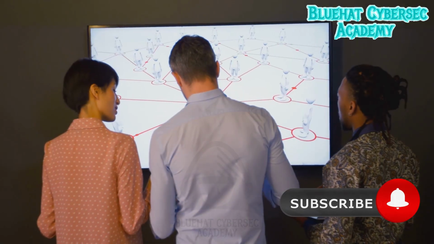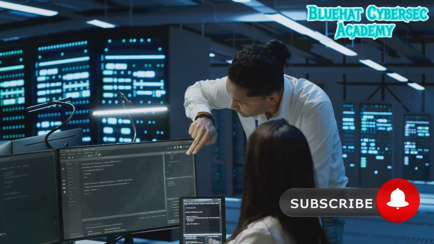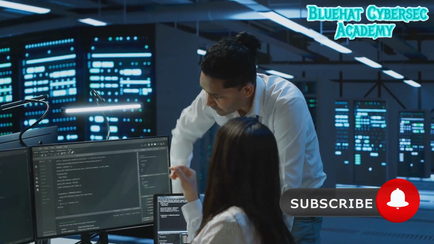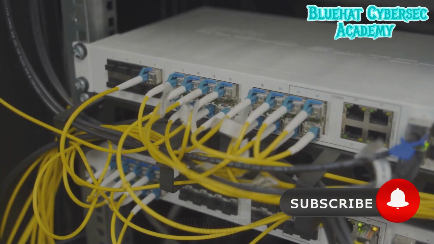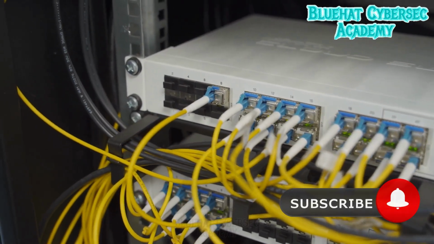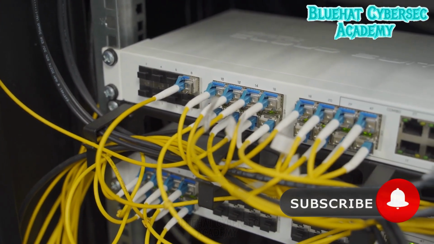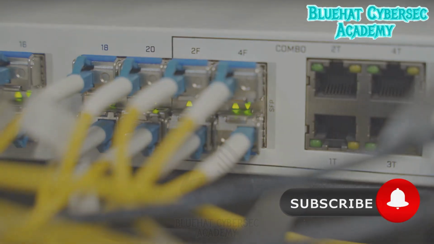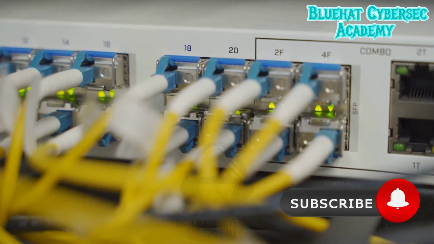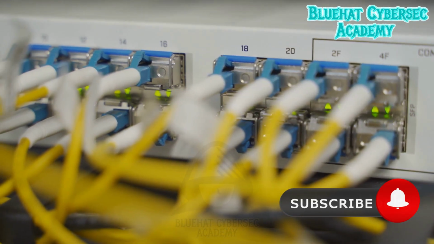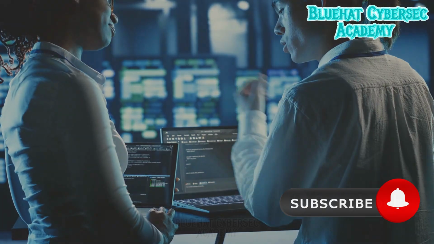MPLS stands for Multiprotocol Label Switching. At a high level, MPLS is a smarter and more efficient way to move traffic through a service provider's network. In a traditional IP network, every router along the path looks at the destination IP address and decides where to send the packet next. That process repeats at every hop. With MPLS, things work differently. Instead of repeatedly inspecting IP addresses, the network uses labels. These labels tell routers exactly where the packet needs to go, and that small change makes a big difference.